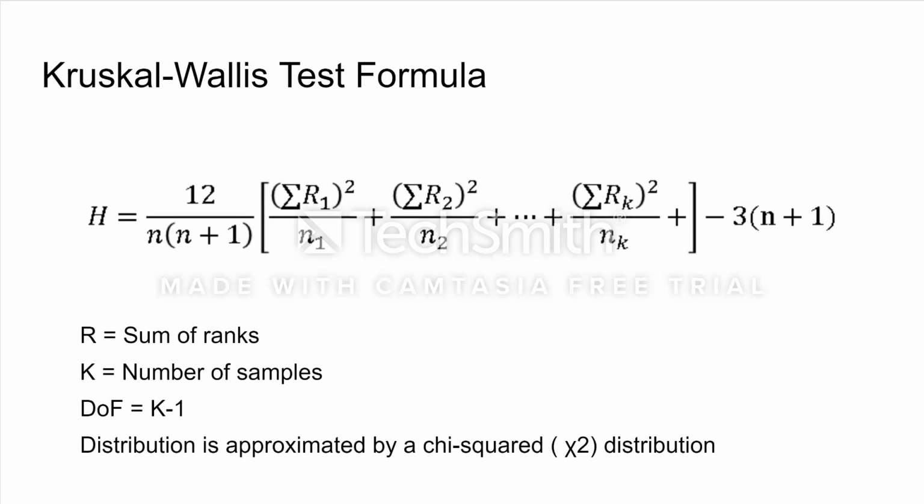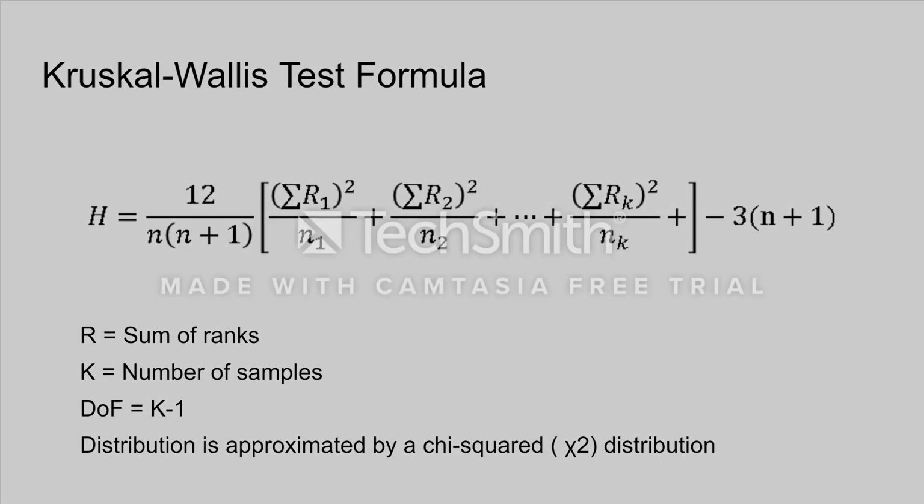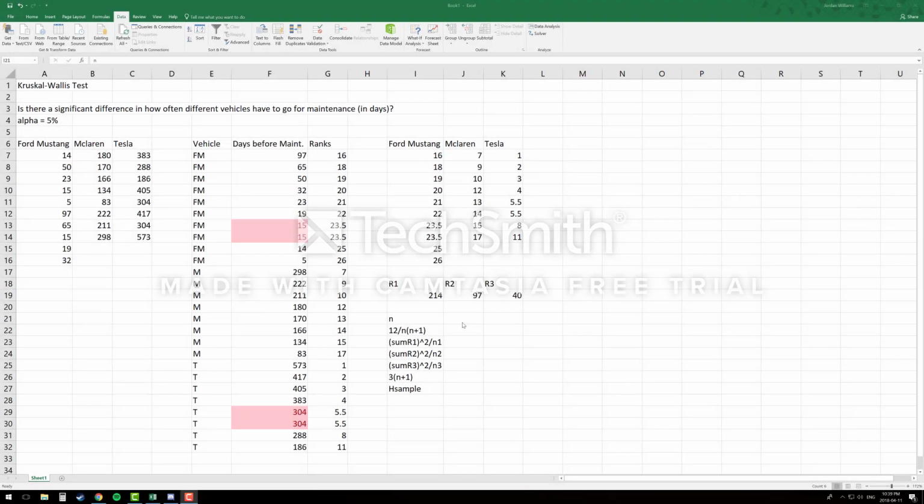In the next part of this test, we'll need to find the H sample. In order to find that, we'll have to use this formula for the Kruskal-Wallis test. In this formula, R is the sum of ranks, K is the number of samples, and the degrees of freedom is K minus 1. The distribution is approximated by a chi-squared distribution. You can see here I've added all the necessary portions in order to calculate H sample in Excel.